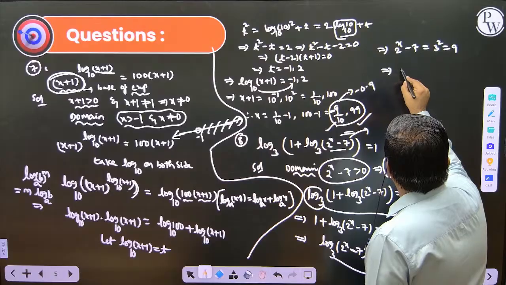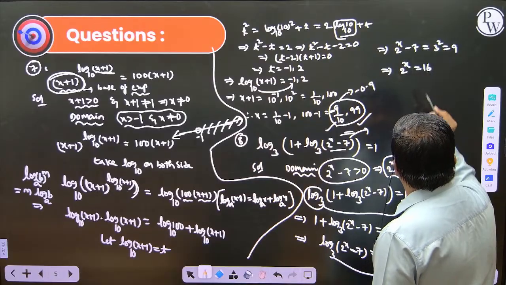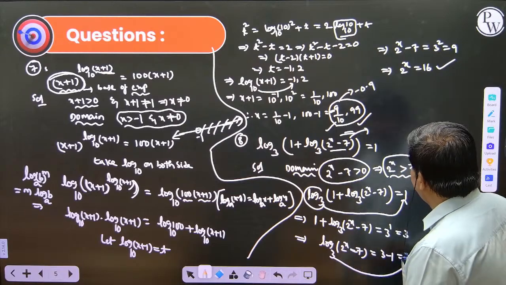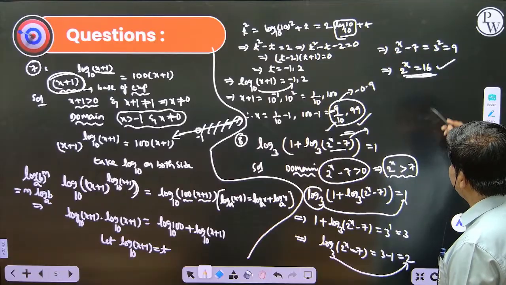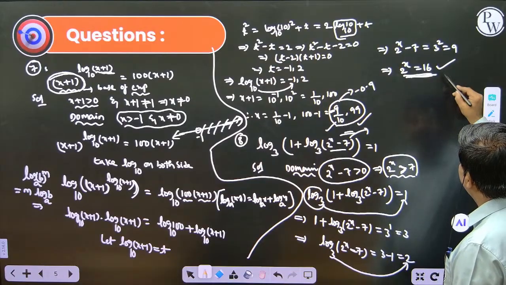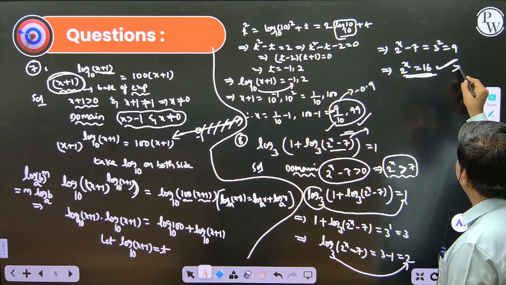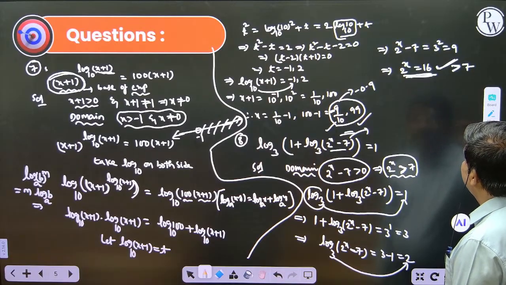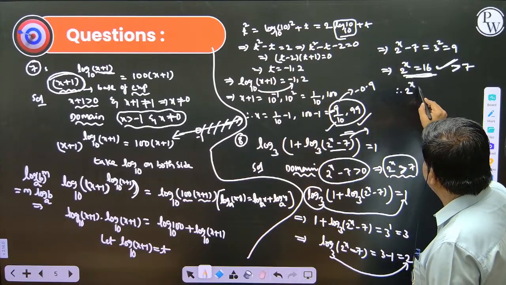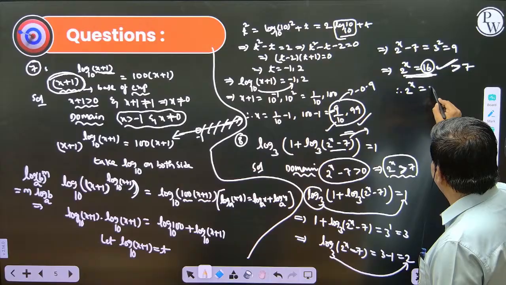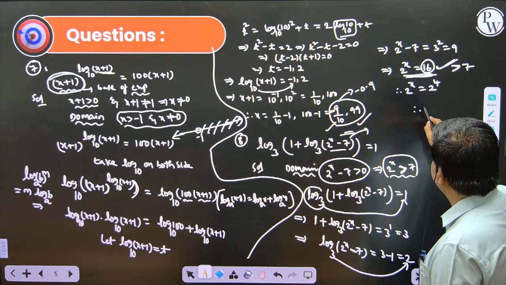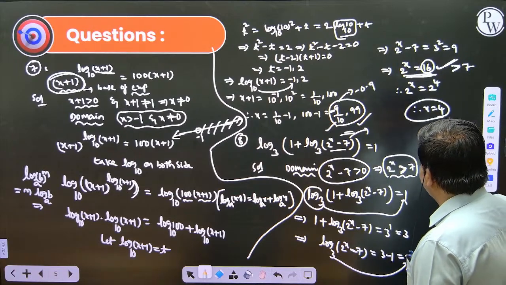It implies 2 power x is equal to 16. Is it a valid number? Your 2 power x value must be greater than 7, and here 2 power x is 16, which is obviously greater than 7. So it is a valid number. This 2 power x equal to 16 should also be written in powers of 2. Therefore x is equal to 4, which is your solution.